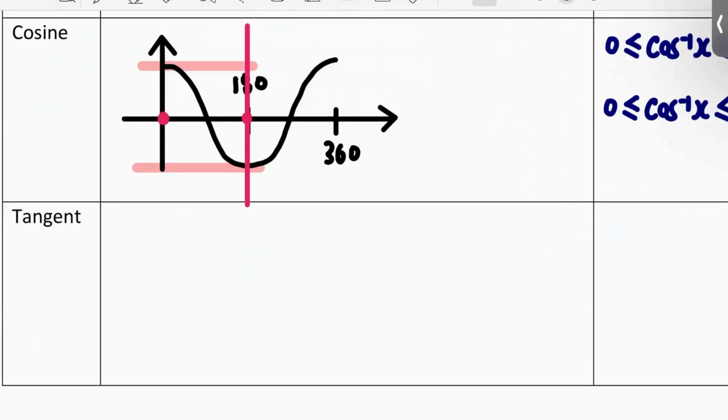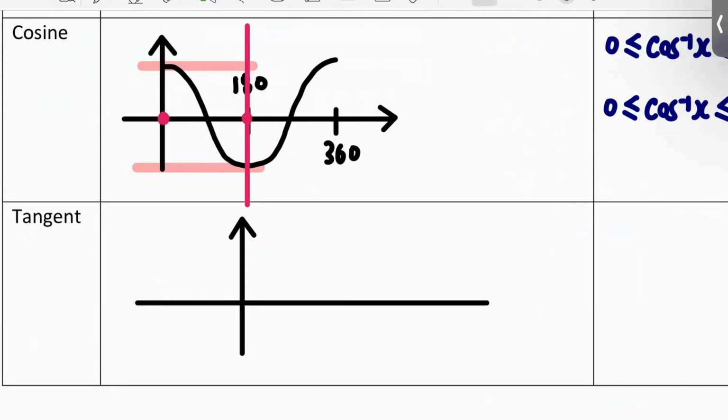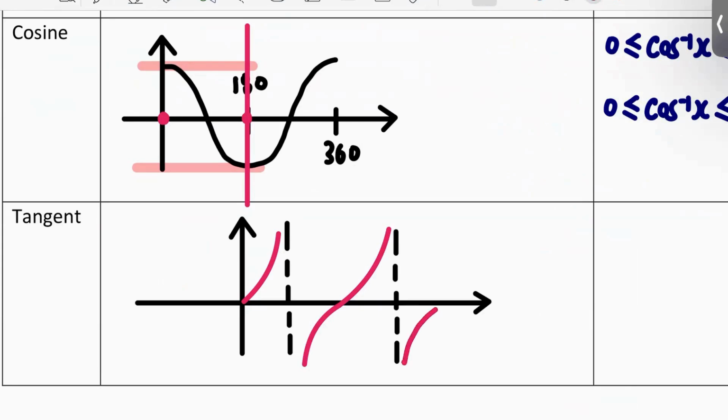Okay, tangent graph is one of the more irritating graphs because tangent graphs have asymptotes, right? So asymptotes are just dotted lines. The curve can go very, very close, but it cannot touch the line. So your tangent graph looks like this. It goes up. Okay, this one will be like that. This one will be like that. And then the last one will be like that.